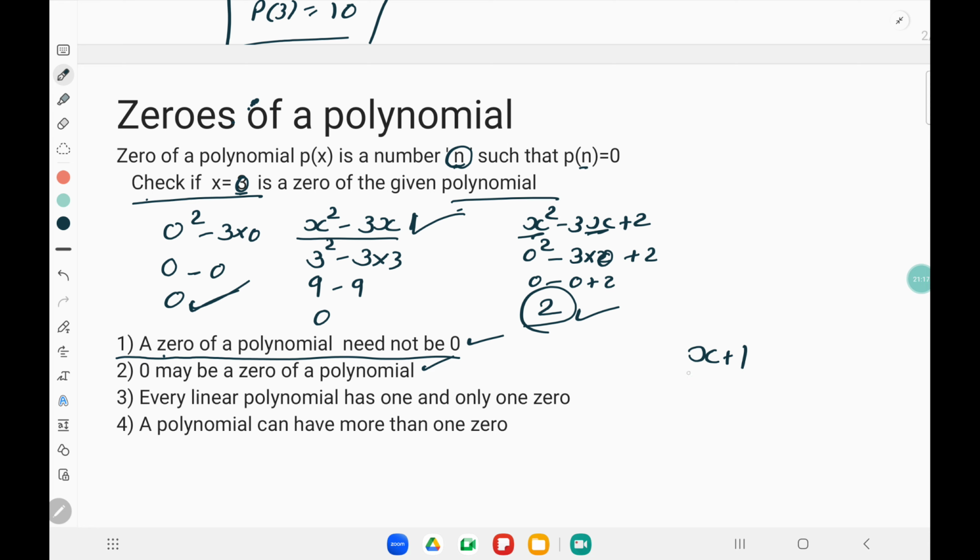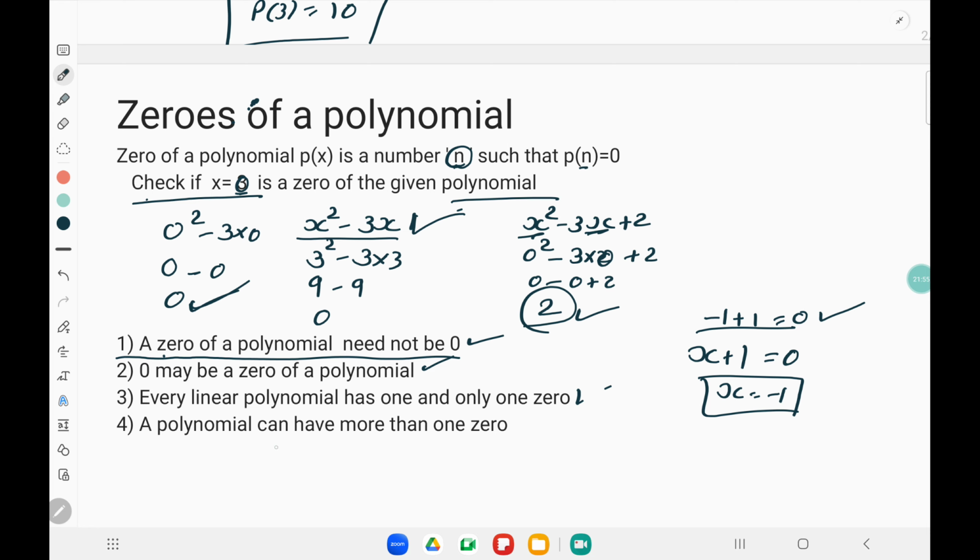So here, if it says the polynomial's zero, it means we need it equal to 0, right? So let's solve and see what the value of x is. We got minus 1, and if we want to check, we replace x by minus 1, so minus 1 plus 1 becomes 0, but any other value is not possible. So for a linear polynomial, there is only one solution, only one answer. So yes, this is correct.